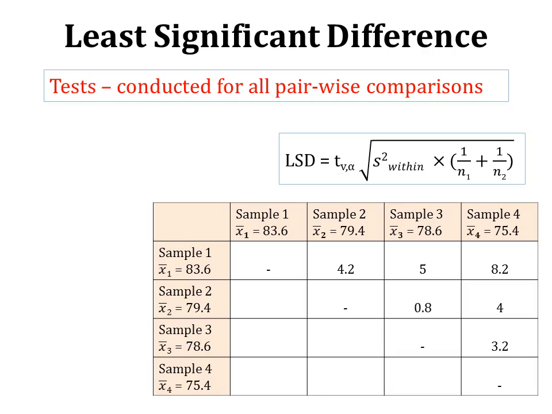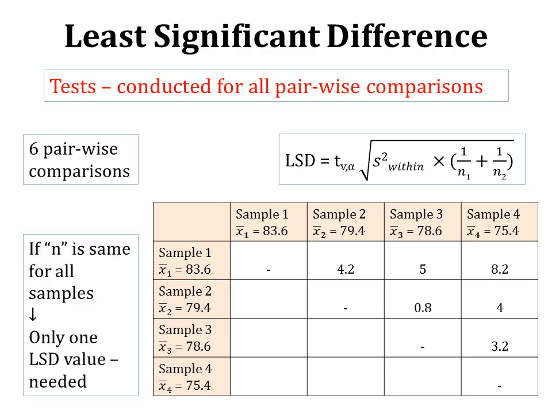Now, one important thing is that the tests are conducted for all pairwise comparisons, right? In the least significant difference, because this is a pairwise comparison, we have to perform LSD for all pairwise comparisons. Here you see how many pairs we have? We have 6 pairs. So we have to do 6 pairwise comparisons. And if the number of observations is the same in all samples, then we have to calculate only one LSD value, and that would suffice, right?